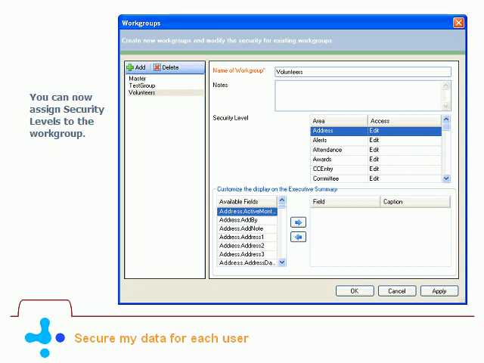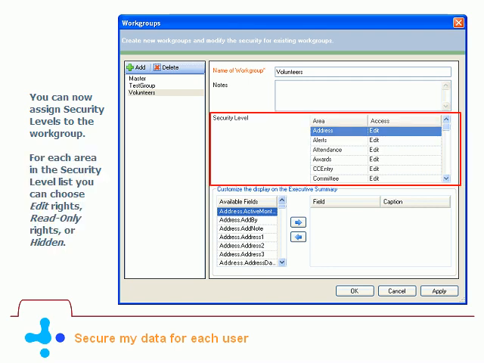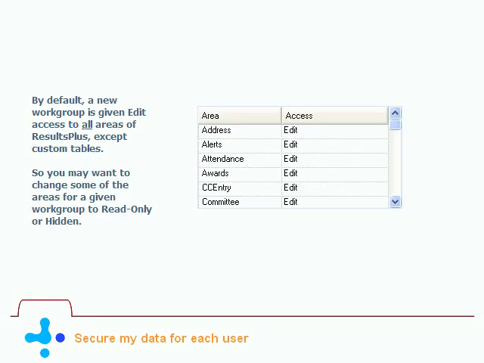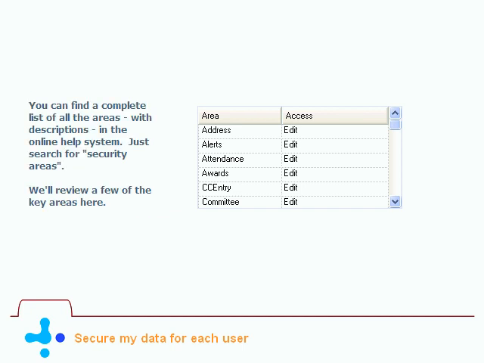You can now assign security levels to the work group. For each area in the security level list, you can choose Edit Rights, Read-Only Rights, or Hidden. By default, a new work group is given edit access to all areas of ResultsPlus, except custom tables. So you may want to change some of the areas for a given work group to Read-Only or Hidden. You can find a complete list of all the areas with descriptions in the online help system. Just search for Security Areas. We'll review a few of the key areas here.